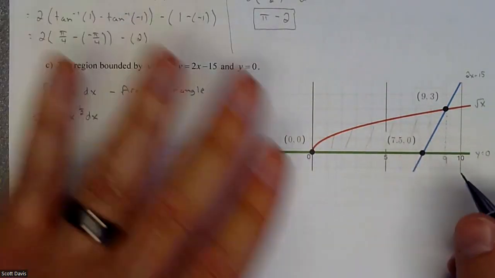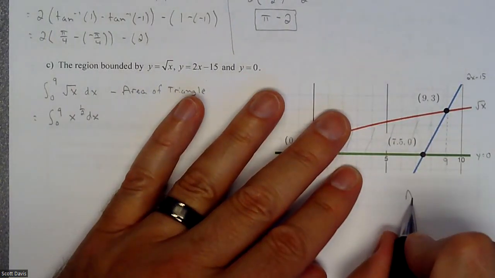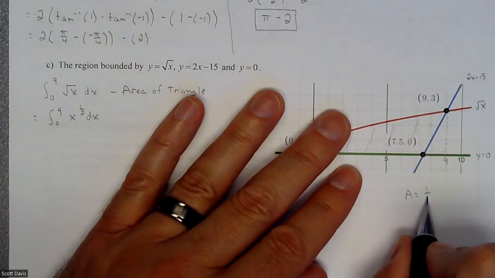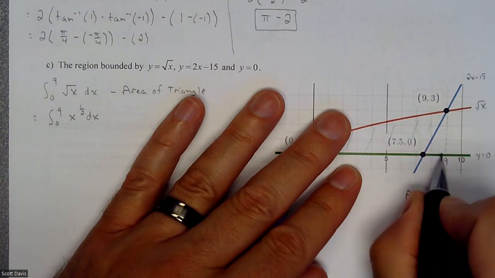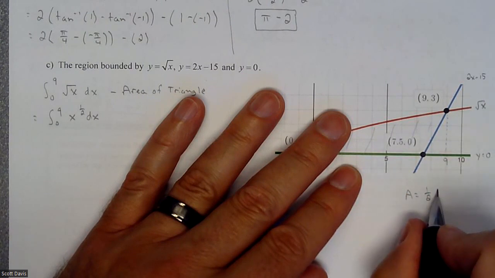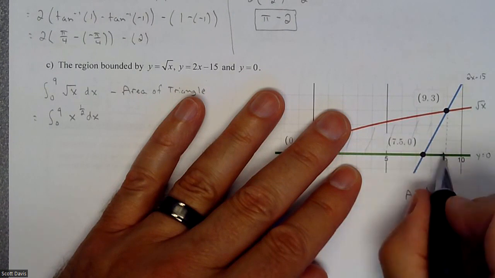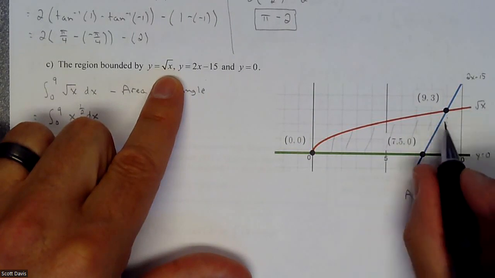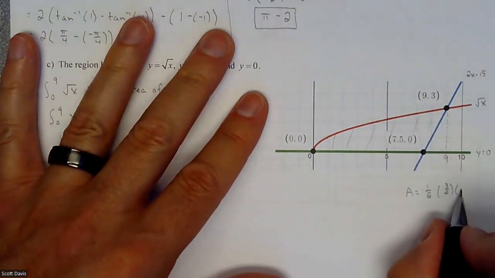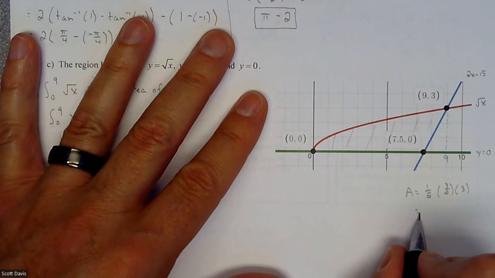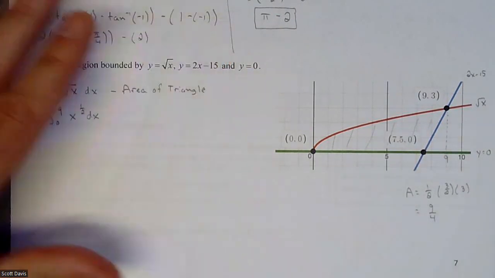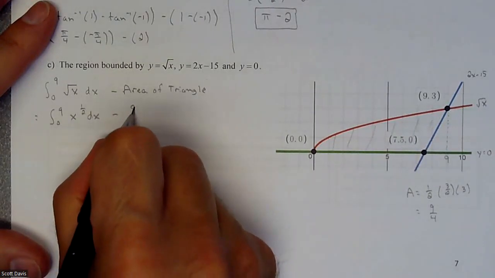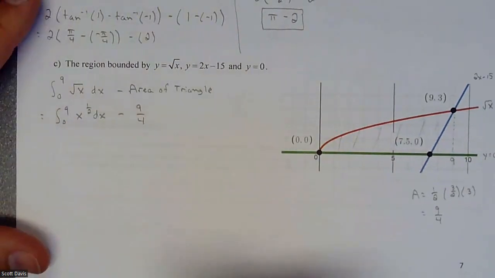Area of my triangle is 1/2. From 7.5 to 9 is 1.5, so 3/2. And then the height of this is, when I plug in 9 into that square root, I get a height of 3. So times 3. So my area on that is 9/4. So I'm going to be subtracting out 9/4 eventually.